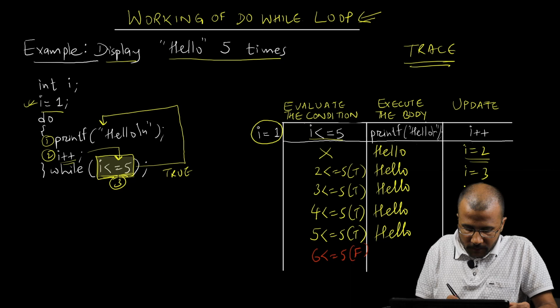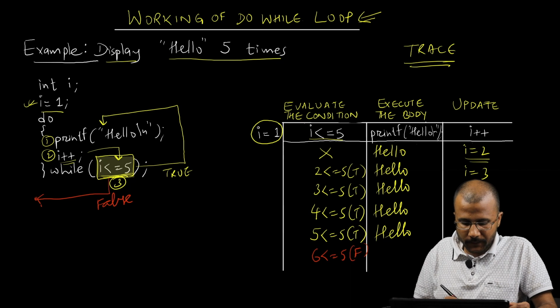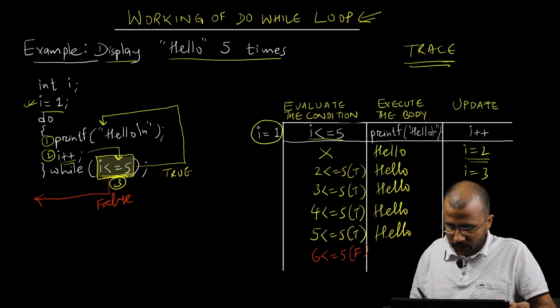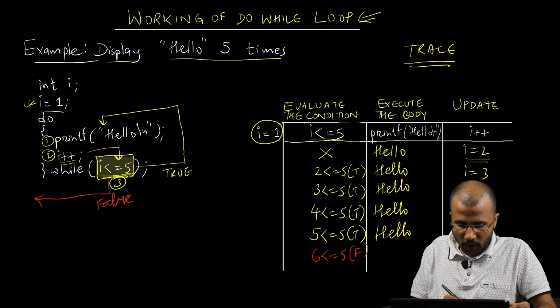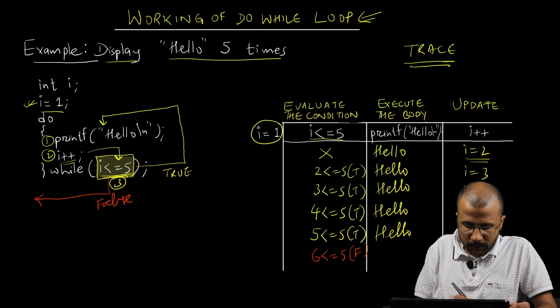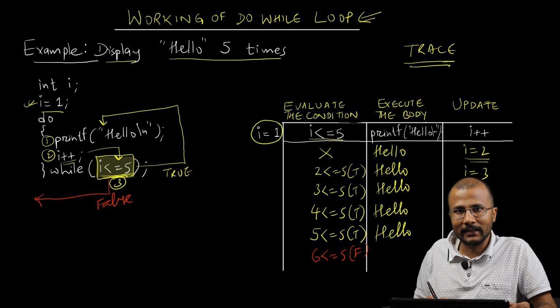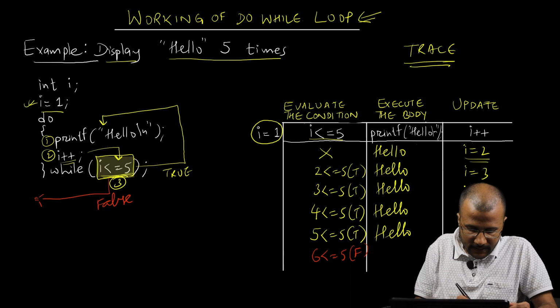Now whenever this becomes false, you come out of the loop. Okay, you do not repeat. So if this is false, you have to come out of the do while loop. So in this case 6 less than equals to 5 is false. So you just come out of the loop and you do not go and repeat printing the message hello. So you exit from the loop.